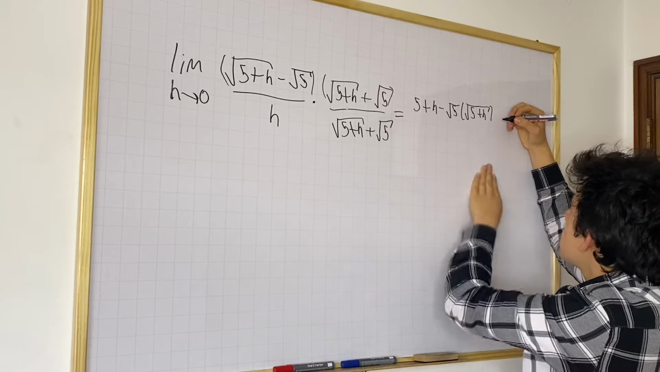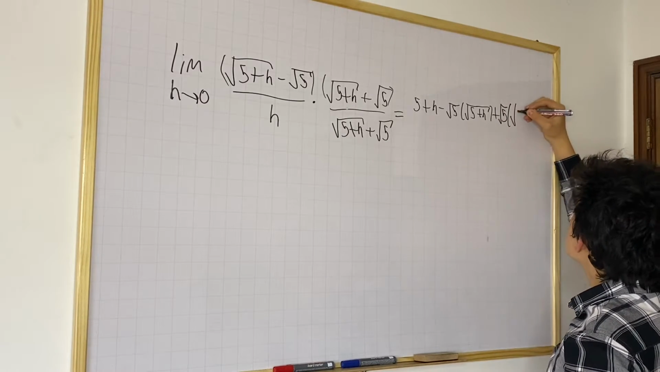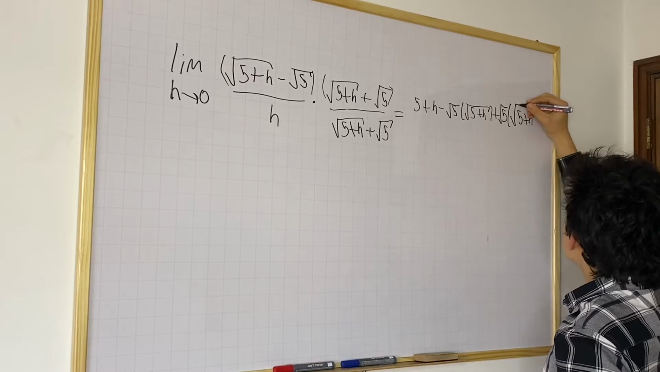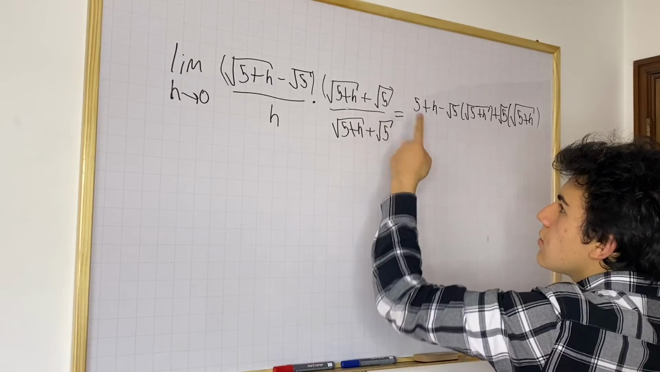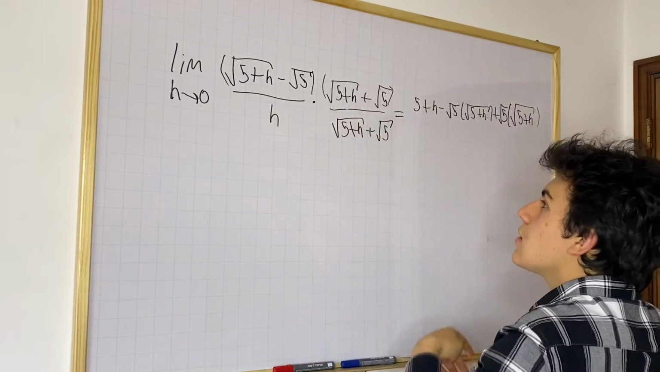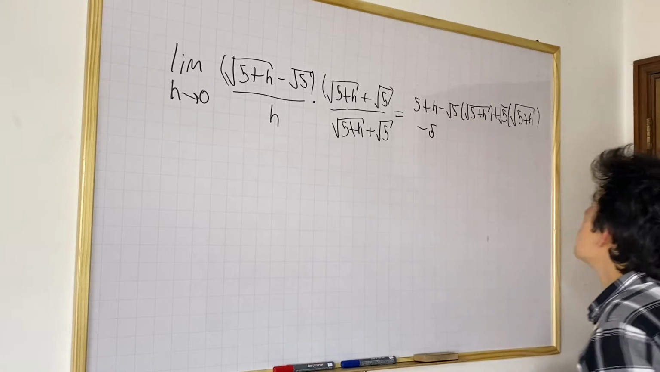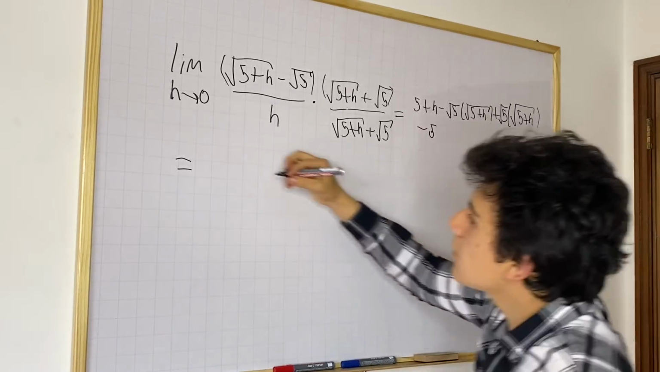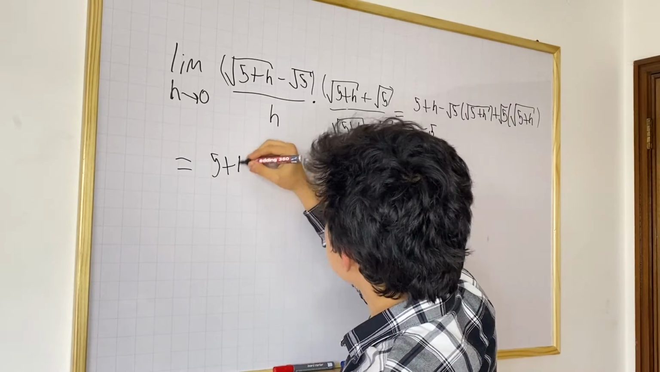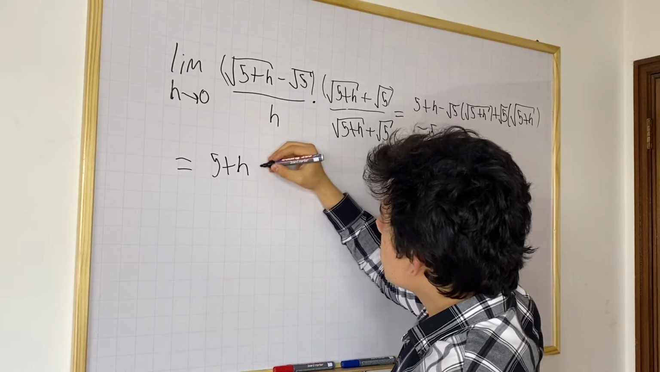So we would get plus square root of 5 times square root of 5 plus h. And now minus the square root of 5 times square root of 5. We know the square roots cancel, and we get minus 5. Cool. So now let's keep simplifying. We're gonna have 5 plus h minus 5. We know these two terms go out.